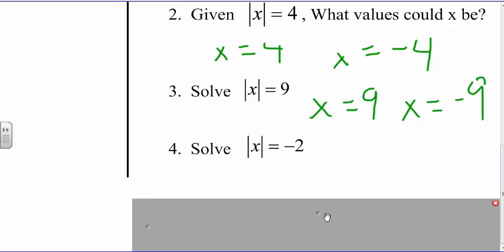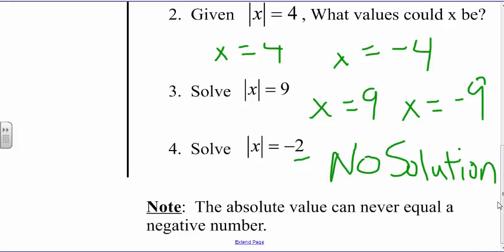Last one to look at. Absolute value of x is equal to negative 2. Remember, absolute value measures a distance. Distance cannot have a negative value. Therefore, this would be no solution. So note, the absolute value can never equal a negative number. We're going to use this in helping us solve some of our equations.